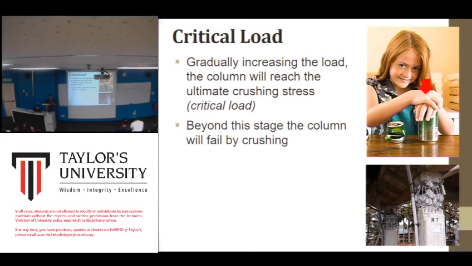Similar to this, and similarly to columns, beyond that is what we call the critical load. It is the point where the column or the structure cannot stand the load anymore. After that level, it would break. So that's what we call the critical load. Beyond this stage, the column will fail by crushing, similar to this can.